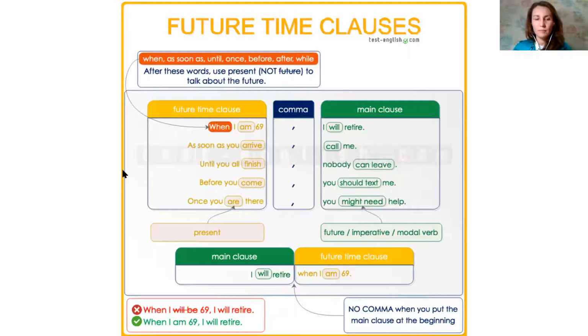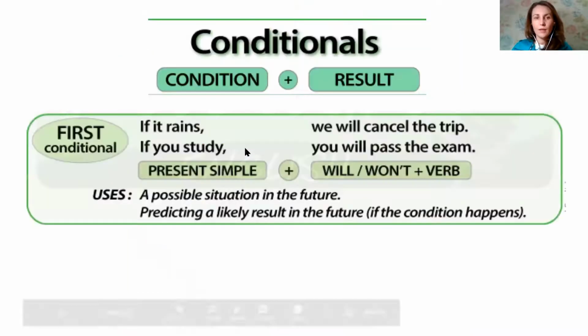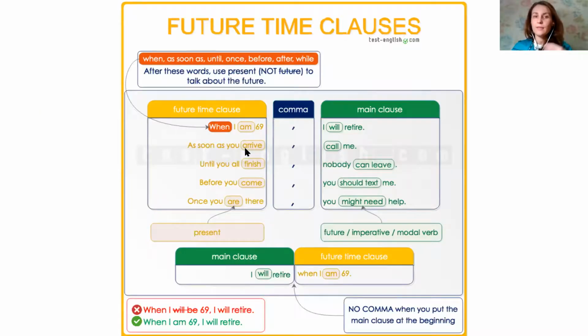So no comma. And you cannot say "when I will be 69" or "as soon as you will arrive." You have to use present simple. And this definitely reminds you of some previously studied grammar material. We have already covered something like this before.